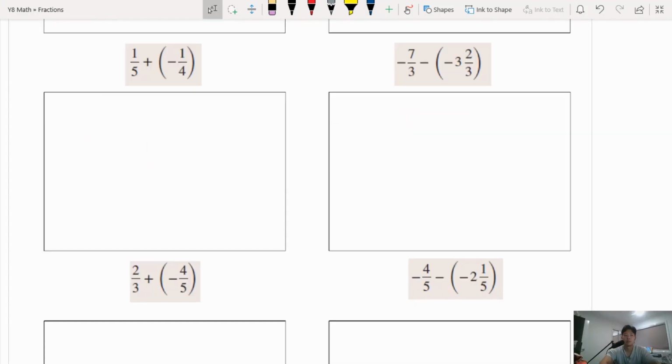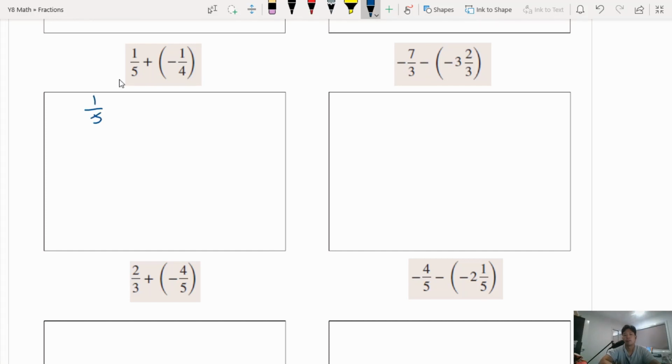Alright, so I've got a couple more sample questions to go through with you before you guys start working through them on your own. So this top left one says 1 over 5 plus negative 1/4. So this one's similar to the one before. It's referring to our second rule, but our denominators are different. So let's rewrite this first.